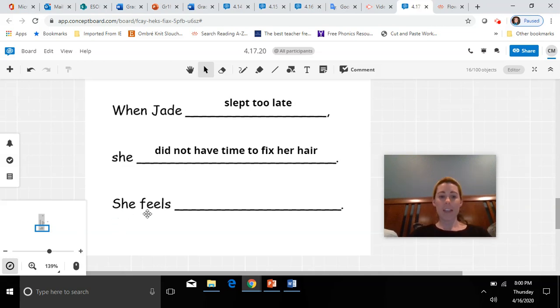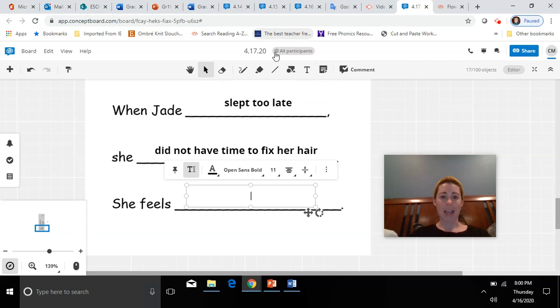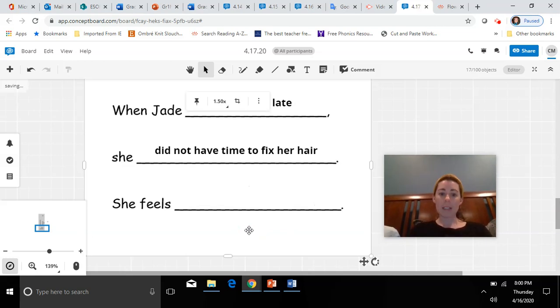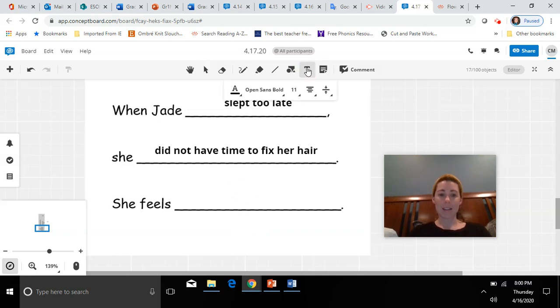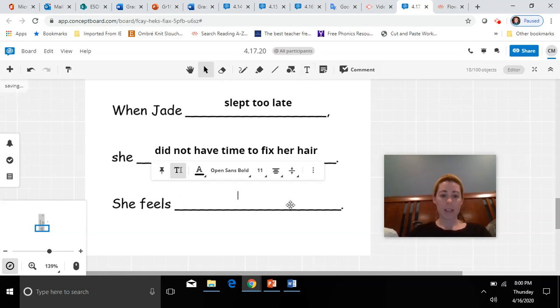She didn't have time to braid her hair. How does she feel? I could say sad, but if I'm going to use one of my more first grade words, closer to second grade words, I might say she feels upset. So I'm going to write that here. Upset.